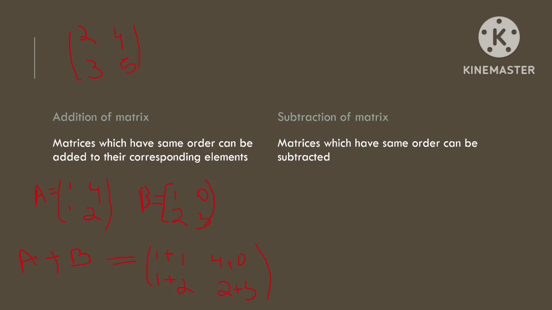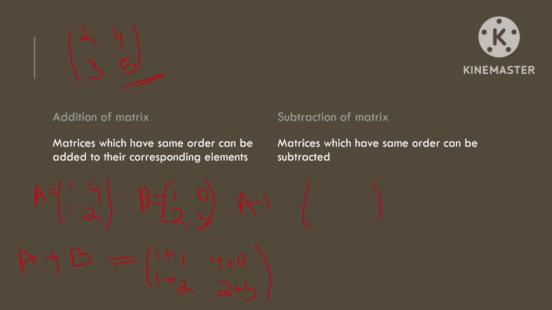This is known as addition of matrix. Same as it is subtraction of matrix. What it means? It means we can subtract the matrices when they have the same order, and we have to subtract the corresponding elements. For example, I'm taking this example only. Now you have to tell me what we will get after subtracting A minus B.